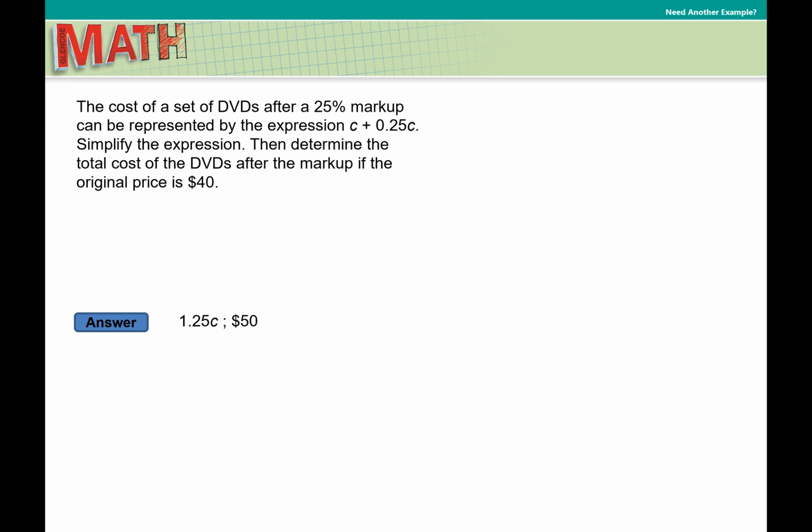Okay, you should have gotten the answer of 1.25C as the simplified expression, and $50 is the cost if the original price is $40. Okay, again, 1C plus 0.25C. C is the same as 1C. 0.25C, we add that together, that's 1.25C. And then if we plug in $40, 1.25 times 40, the original price of the DVD, then we get an answer of 50.